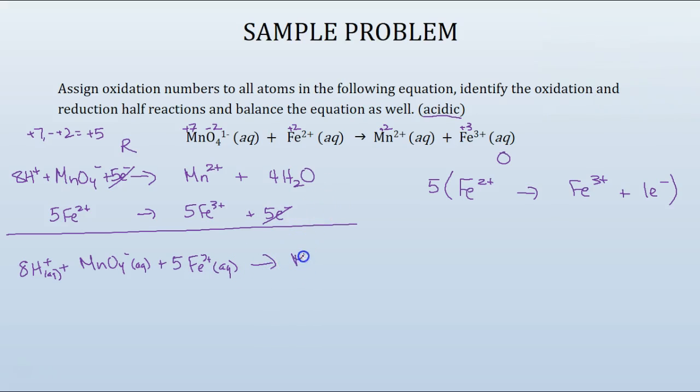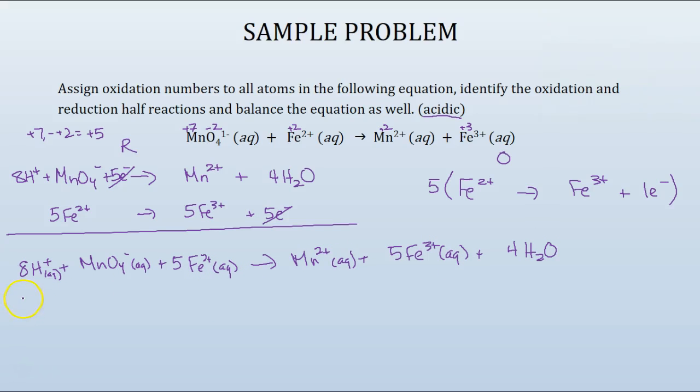And that will give us Mn2+ aqueous, plus 5 Fe3+ aqueous, plus 4 H2O. So now we check. I have 8 hydrogen over here, I have 8 hydrogen over here. I have 4 oxygen, 1 manganese, 1 manganese. 4 oxygen, 4 oxygen. 5 iron, 5 iron.